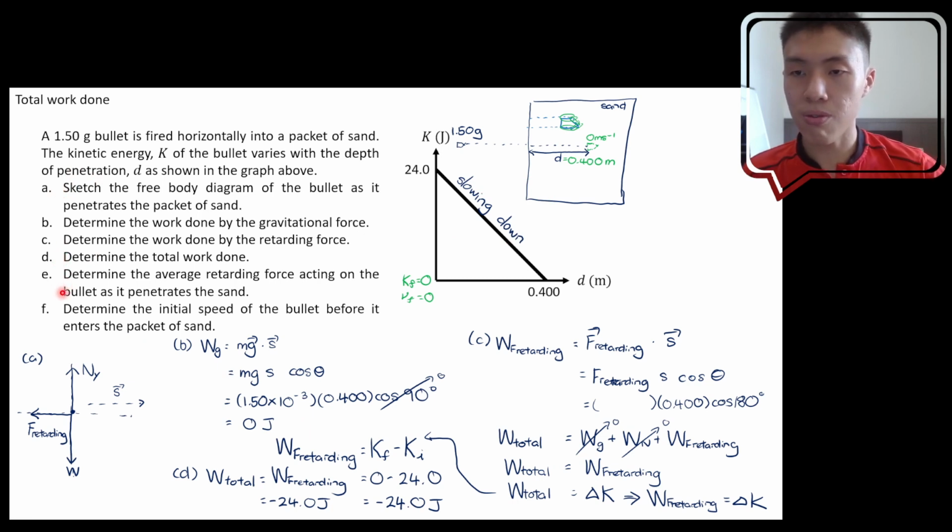Let's continue with E. Determine the average retarding force acting on the bullet as it penetrates the sand. So they are looking for this value that we are missing just now. But we already have the work done by the retarding force and it's negative 24. So because we know that it's negative 24, we can bring it inside this equation to find our F retarding.